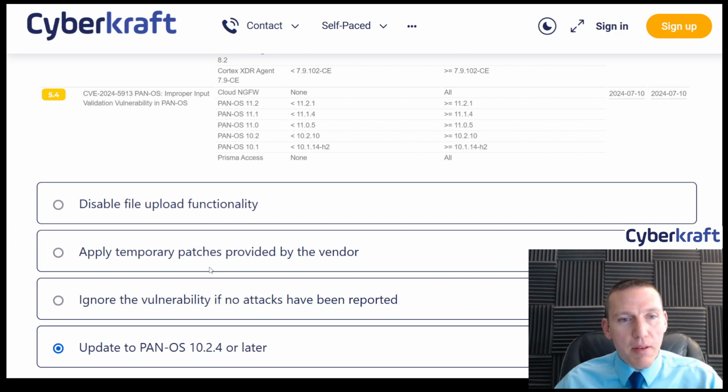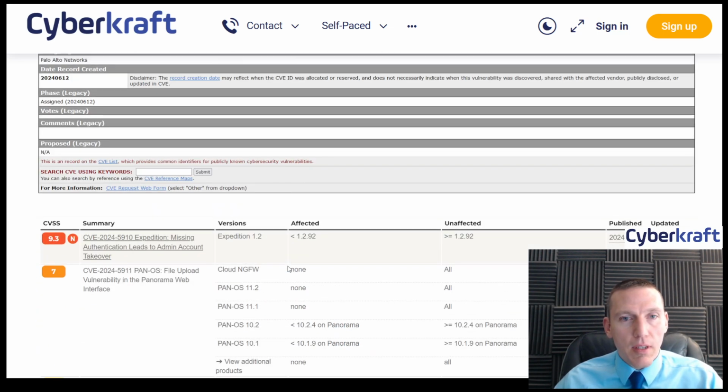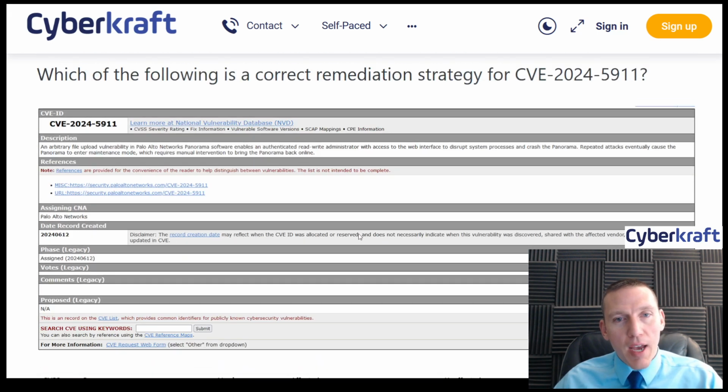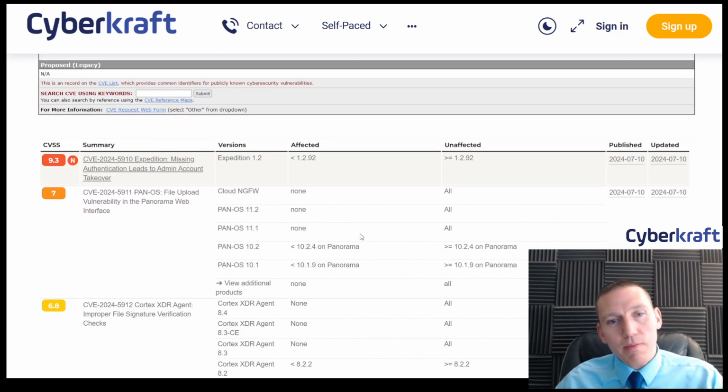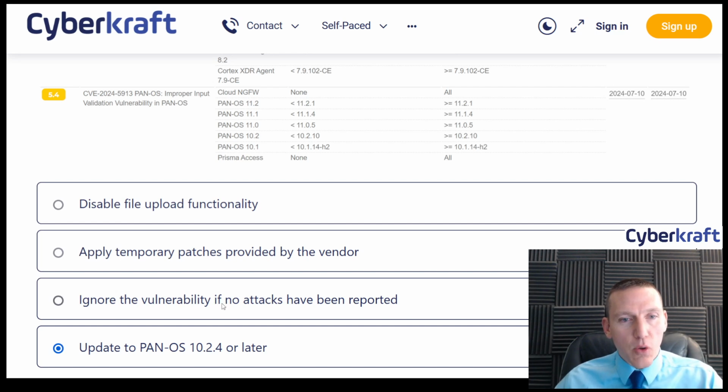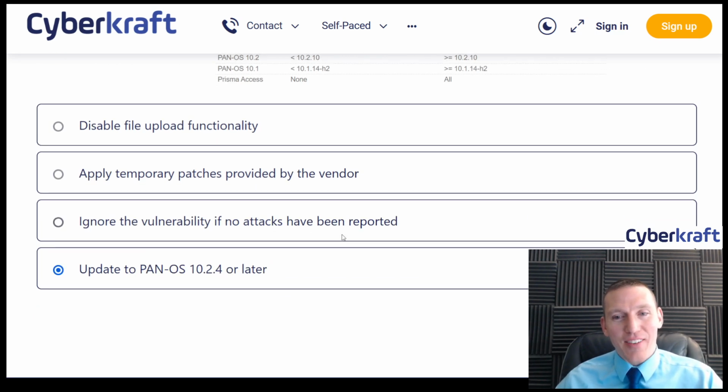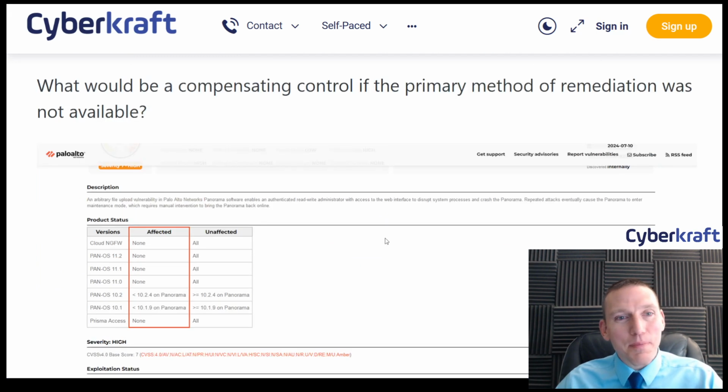So no. Temporary patches provided by the vendor. I don't think it's a temporary patch. It's a patch that's fully realized because anything above this would be patched already. If this was a cutting edge vulnerability, then yeah, that might be a temporary patch, but that doesn't make sense here. Ignore the vulnerability if no attacks have been reported. I like that one. That's what a lot of people do, but that doesn't necessarily mean that's the right answer. So let's keep going. I think it's going to be this one. Upgrade the patch there. What would be a CompTIA control if the primary method of remediation was not available?